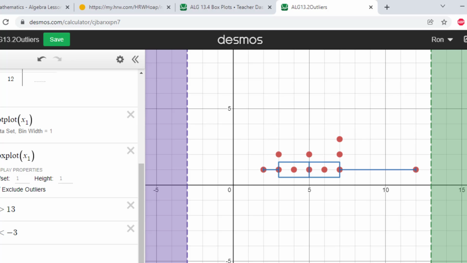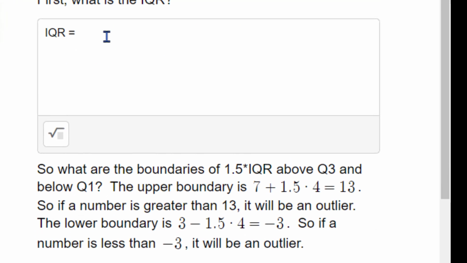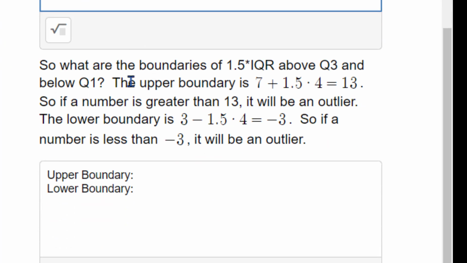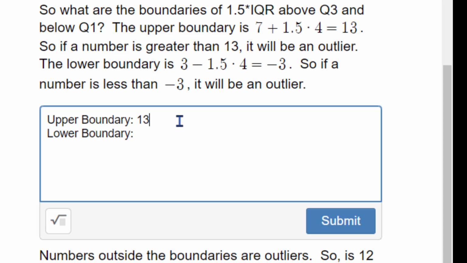So, just quickly running through the presentation that we had. What is the IQR? From the first quartile to the third, it's 4. And then here's a quick explanation if that helps you. What are the boundaries? 1.5 times the IQR above Q3 and below Q1. So it'll be 7 plus 1.5 times 4, which is 13. So in other words, if a number is greater than 13, it's going to be an outlier. And the lower boundary is 3 take away 1.5 times 4, which would be negative 3. So if it's less than negative 3, it would be an outlier. So the upper boundary would be 13. Lower boundary would be negative 3.